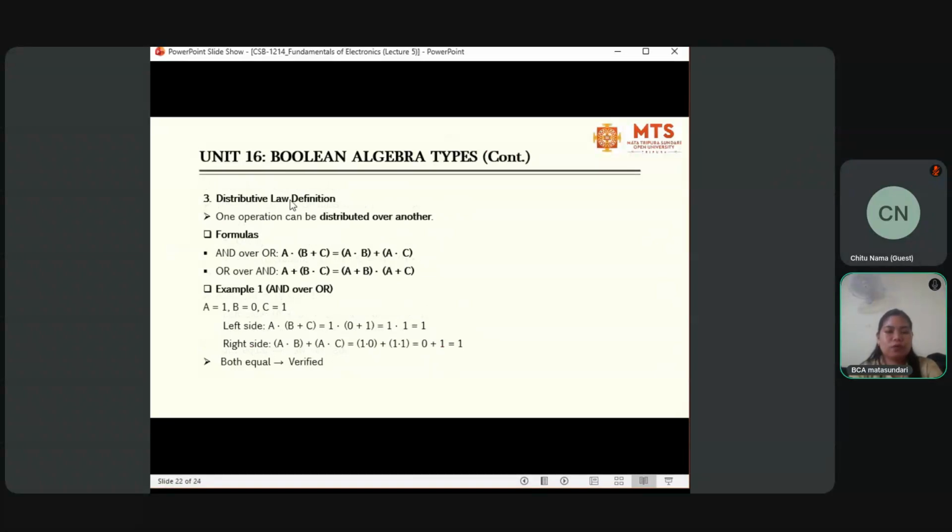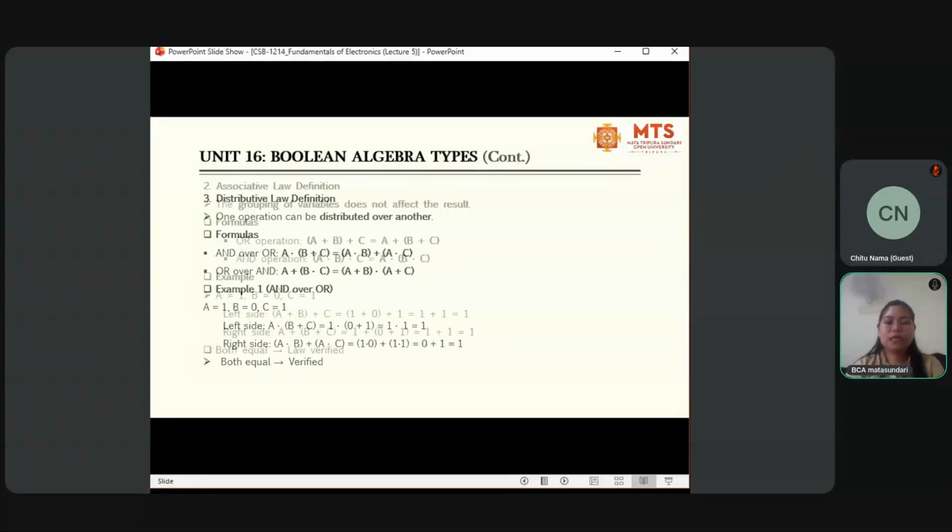So the distributive law. This is another law under the Boolean algebra types. One operation can be distributed over another. Formulas: AND over OR. Here you see A dot combined. Distributive means a combination of two logic gates. For example, AND over OR. We calculate the left side, then the right side, and see whether the right hand side and left hand side values are equal. Then we can say it's verified.